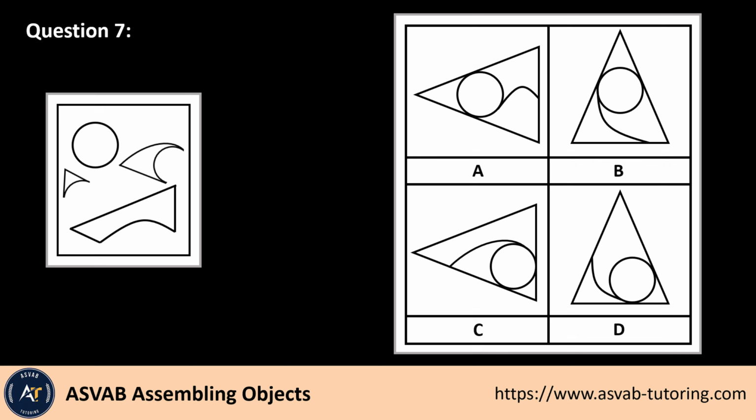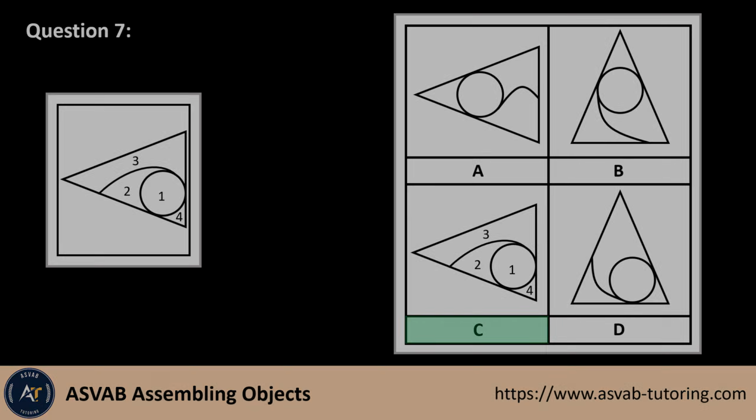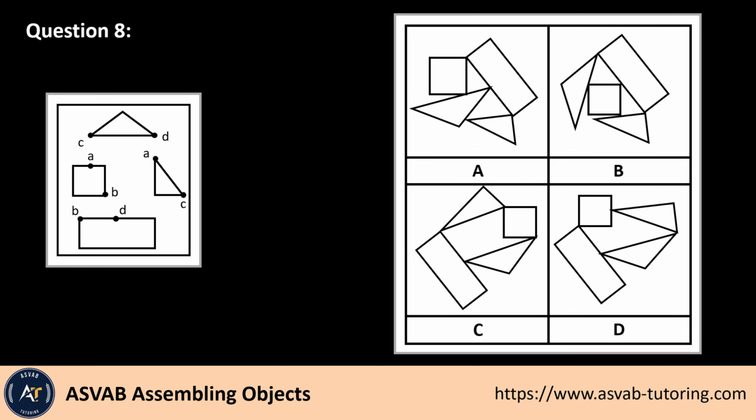Question 7. The similar shapes are indicated by the same numbers. The answer is C. Question 8. The shapes are shown by the letters where they join together. The answer is D.